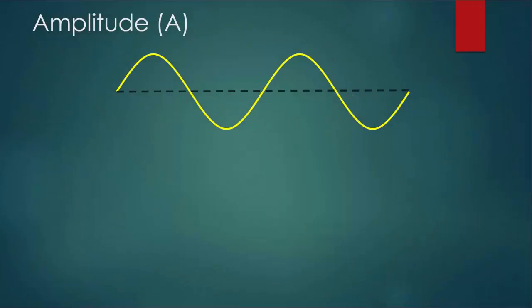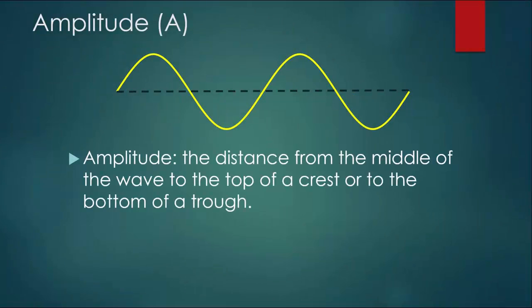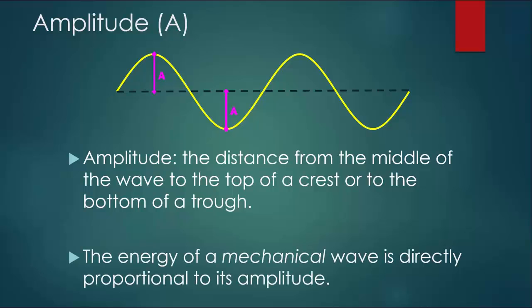Amplitude is basically the height of a wave, but we have to measure very specifically. It's the distance from the middle of the wave, that dotted line, to the top of a crest or to the bottom of a trough. This means that we can measure the amplitude here, or we can measure the amplitude here. Really, the only other thing that you'll need to know about amplitude is that the energy of a mechanical wave is directly proportional to its amplitude.